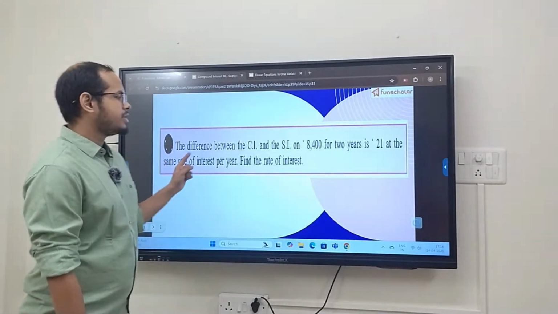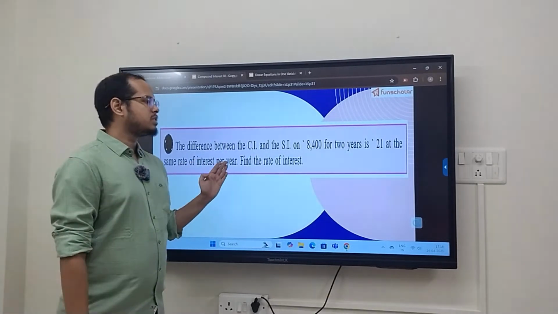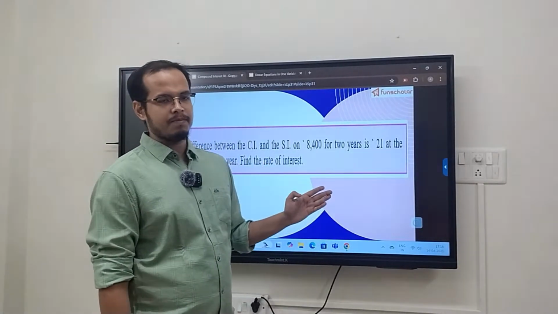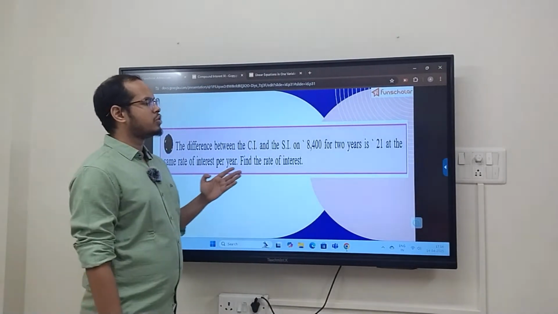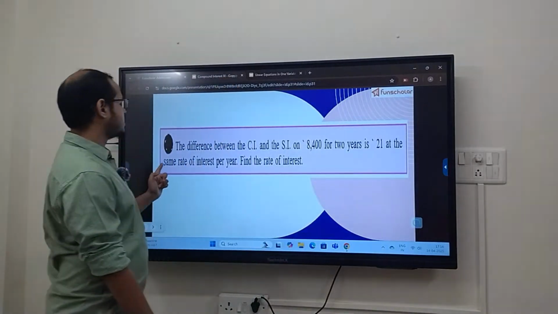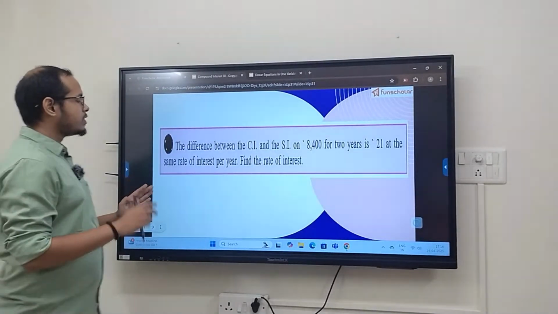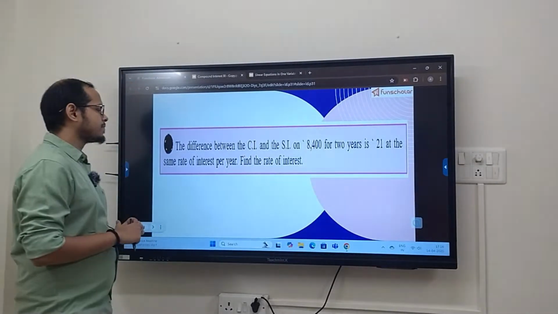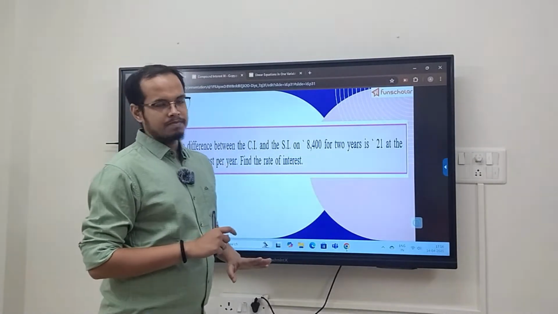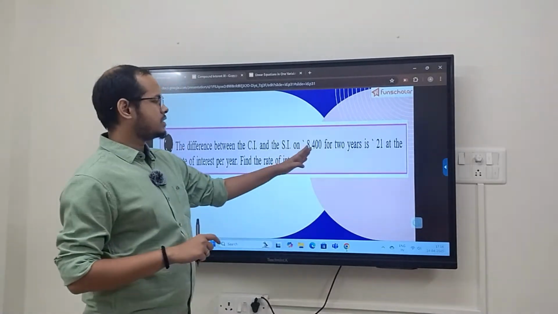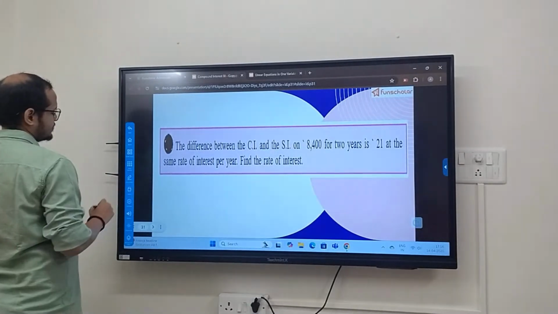Next. Now here comes the difference wala sums. Difference wala sum, this is very interesting to solve. The difference between the CI and SI on 8400 for 2 years is 21 at the same rate of interest per year. Find the rate of interest. So here we do not know what is the rate. We know that the time is for 2 years, this is the difference, and this is the principal. Now let's solve it simultaneously for SI and CI.